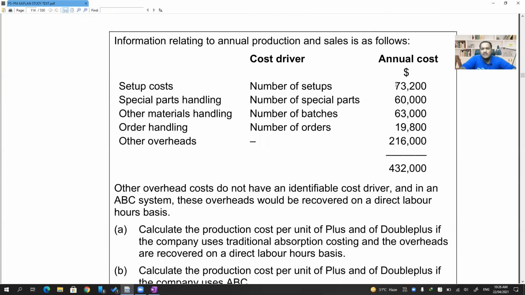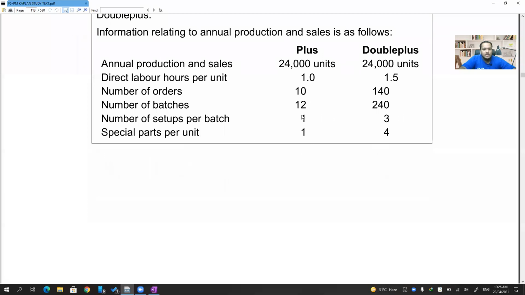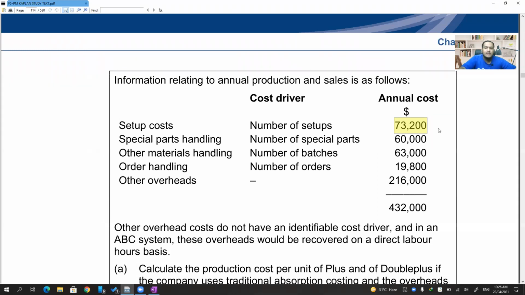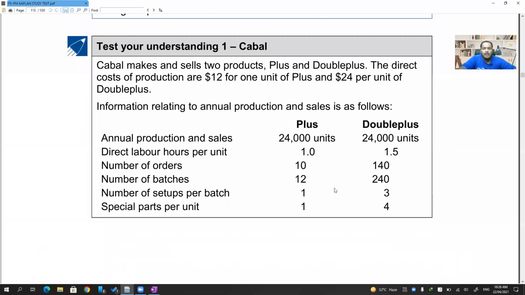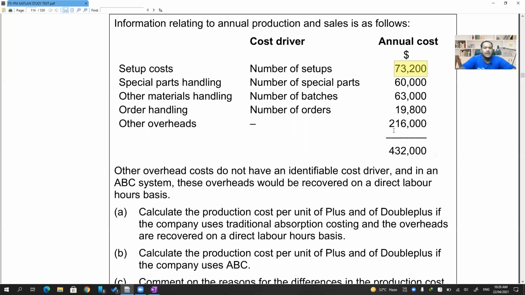Okay, so setup cost is 73,200. First calculate the number of setups. 12 into 1, that is 12 setups, and here 240 into 3, 720. So 720 plus 12, 732 setups in total. 73,200 divided by 732, that is $100 for each setup. So I'll multiply by 12 here and by 720 here. Is it making sense now? Easy to calculate, right?